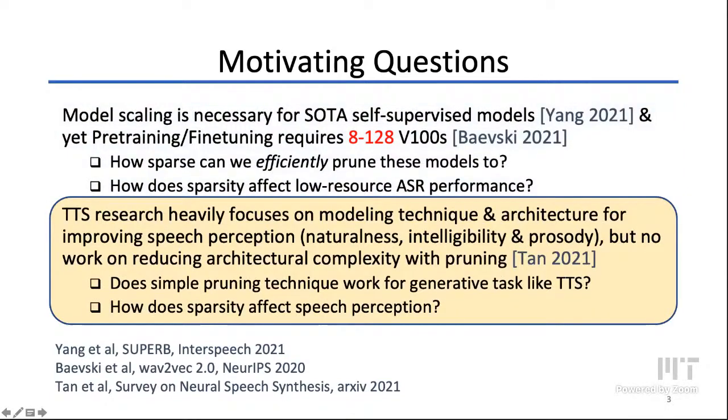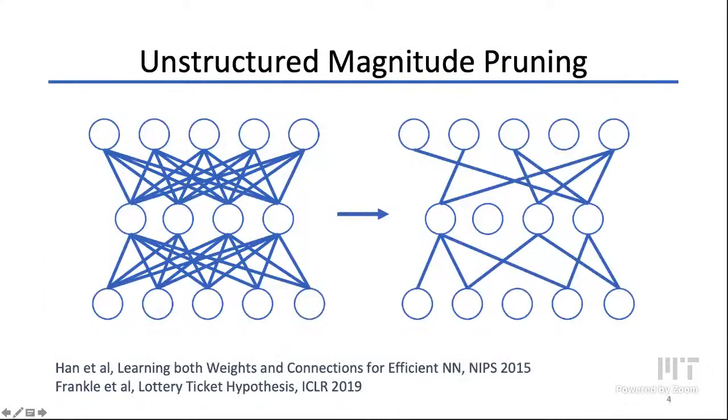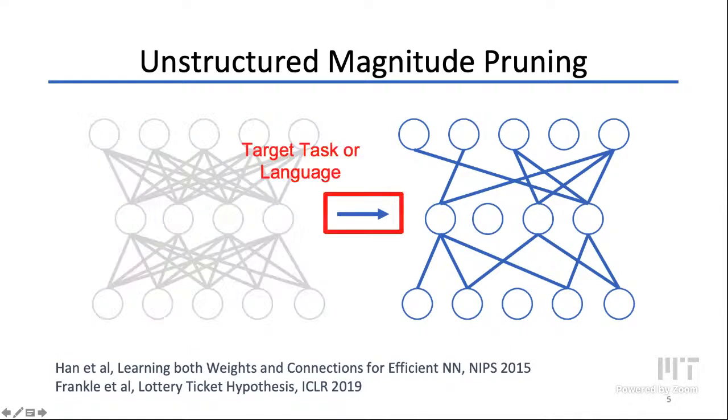And then in our follow-up work submitted to ICASSP, we're mainly pruning TTS models, and surprisingly, there hasn't been any work on pruning TTS models either. So in this work, we're mainly interested in how sparsity affects speech perception. The tool that we're going to use is based on unstructured magnitude pruning, which is widely adopted in the vision community. So weights in neural networks are removed based on the magnitude. And this is usually target task, or in our case, target language dependent.